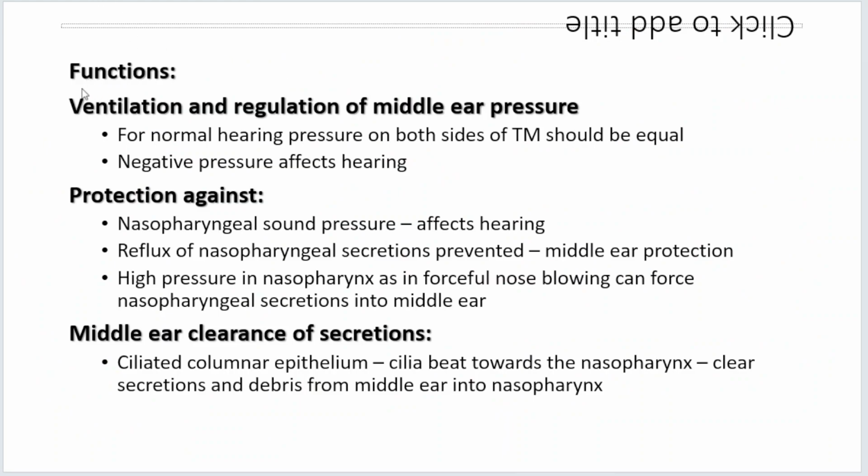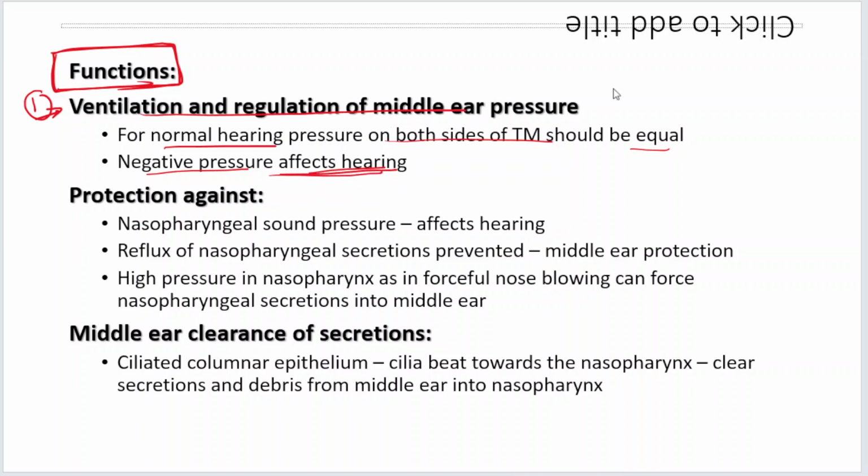Okay, what are the functions of the Eustachian tube? Once we understand its position, we will know its function. The first function is to provide ventilation and regulation of middle ear pressure. For normal hearing, pressure on both sides of the tympanic membrane should be equal. We have talked about that. If the Eustachian tube gets blocked, either because of upper respiratory tract infection, or because of Eustachian tube dysfunction, or because of negative pressure outside, as in an aircraft, it can cause negative pressure in the middle ear, and this negative pressure will prevent you from having normal hearing.